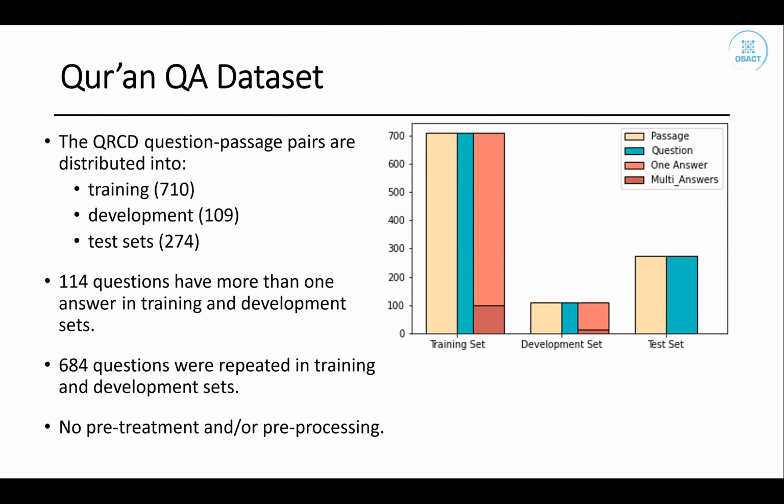They are duplicated questions for different passages, but it's also an advantage that the model does not memorize that this question would answer one given passage. We would have different passages that would answer one question. Also, I would point out there was no pre-treatment or pre-processing for the dataset.